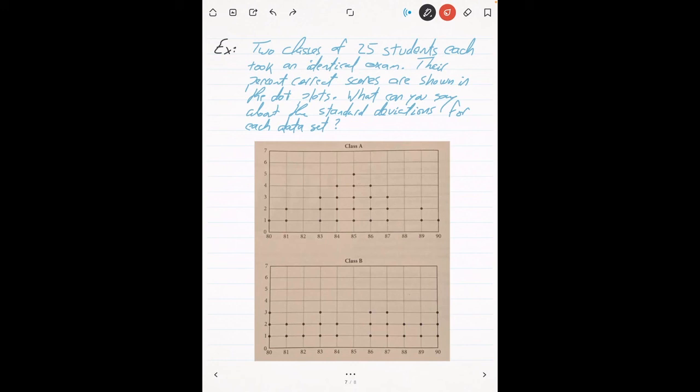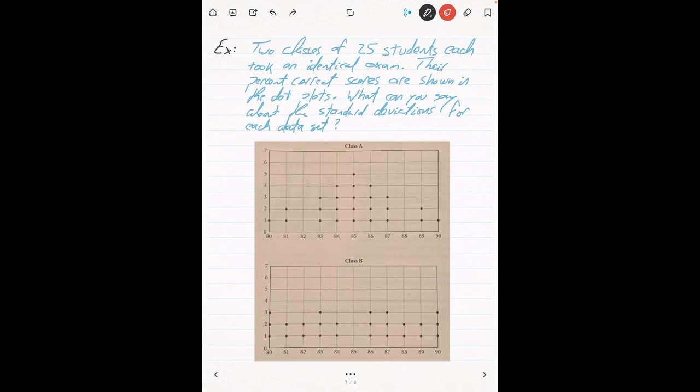What can we say about the standard deviation for each of these data sets? We want to describe how tightly packed this data is. How close is a majority of the data? Or is the majority of the data really spread out? Do we have to go rather far to encompass a majority of the data? Take a minute, look at the graph first, and see what initial reactions you have about the standard deviation for Class A and for Class B.